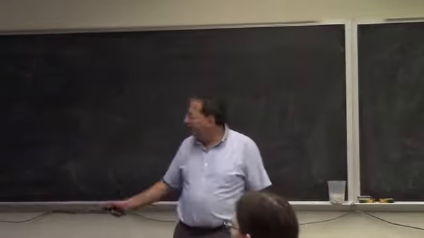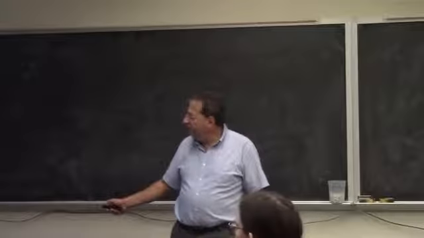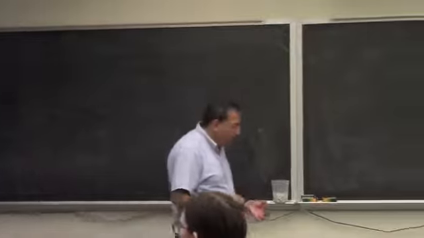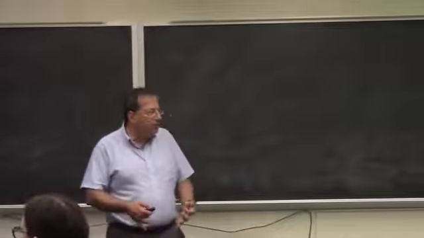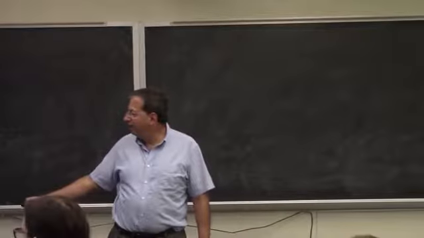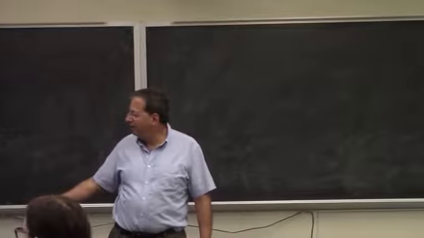Because in the divisible sandpile, the mass received at the site x comes from the neighbors, and each neighbor sends 1 over 2d of its mass to x. This is the mass received at x, and this is the mass emitted from x. So this difference is the mass received minus the mass emitted.